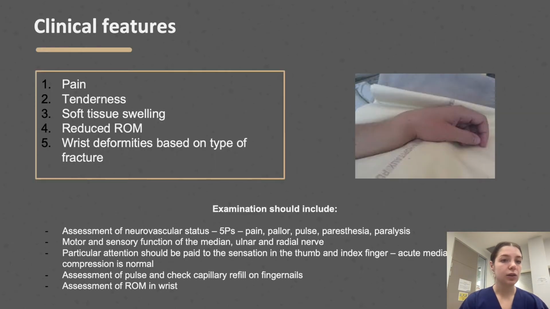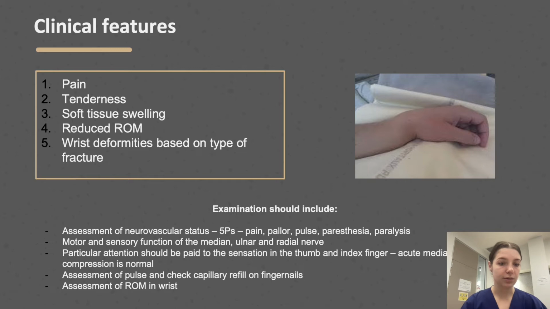So typically your clinical features of this type of wrist fracture are pain, tenderness, soft tissue swelling, reduced range of motion in all planes, and wrist deformities, which are sometimes evident based on the type of fracture. So on the right there is actually a Colles fracture. You can see it's got the hump. That's typically characteristic of a Colles fracture. In a Smith's fracture, it is described as a spade, so it kind of flips the other way.